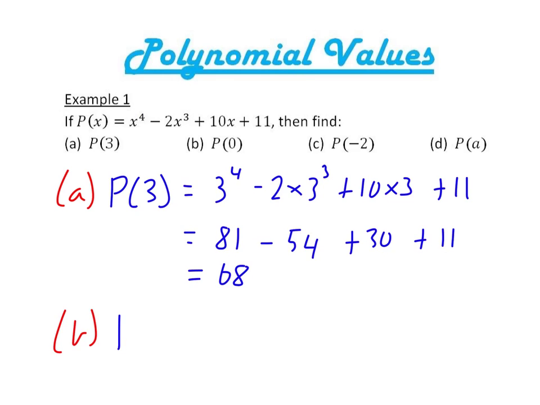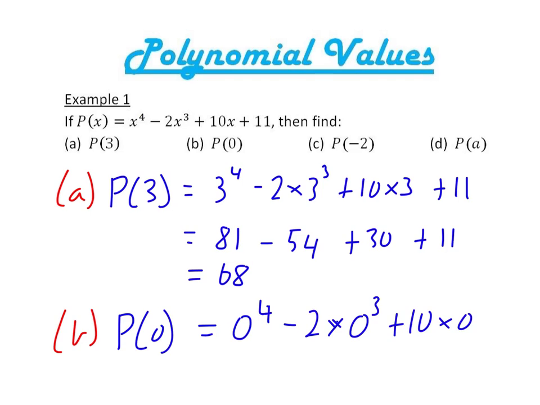Part B, asked to find p of 0. That's quite easy. 0 to the power of 4. So I'm just substituting into this equation. Wherever there's an x, I'm replacing it with a 0. So minus 2 times 0 to the power of 3 plus 10 times 0 plus 11. And most of those terms are going to equal 0. It's just the 11 on the end that will be left. So p of 0 is equal to 11.